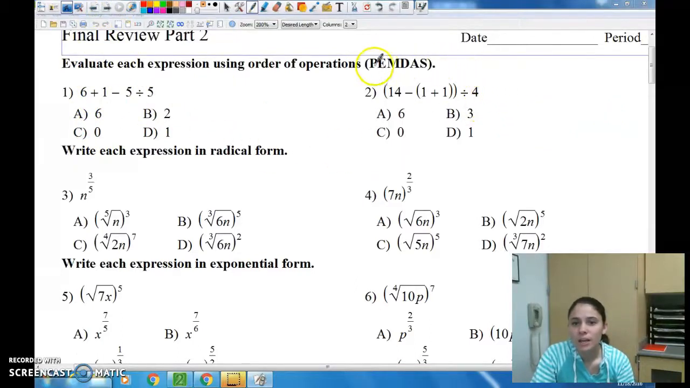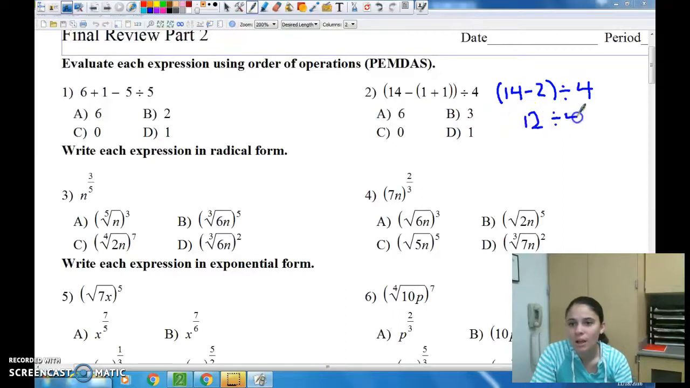So this one does have parentheses. Now when there's 2 sets of parentheses, you want to do the most inside parentheses first. So I'm going to start with 1 plus 1, which is 2. So then I have 14 minus 2 divided by 4. And then my next set of parentheses is right here. So 14 minus 2 is 12. So now I have 12 divided by 4. And 12 divided by 4 is 3. So in this case, the answer is B.